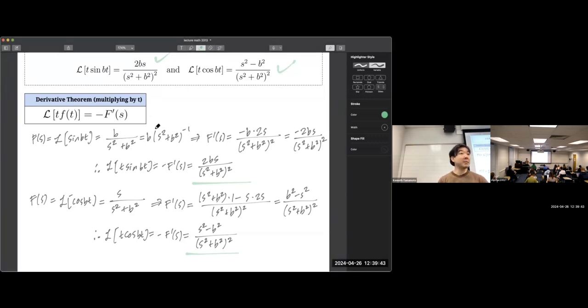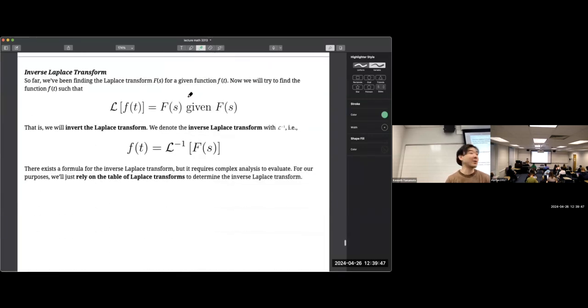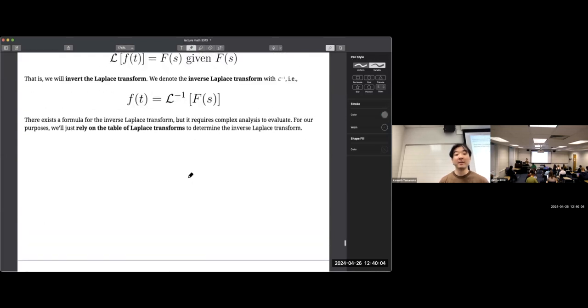So that's it with Laplace transforms. But we've got to learn how to go backwards. It's not that bad to go backwards. Let's say you have the Laplace transform of f of t equal to this capital F of s. How do you invert this? Can you tell me what f of t would have given me that Laplace transform?